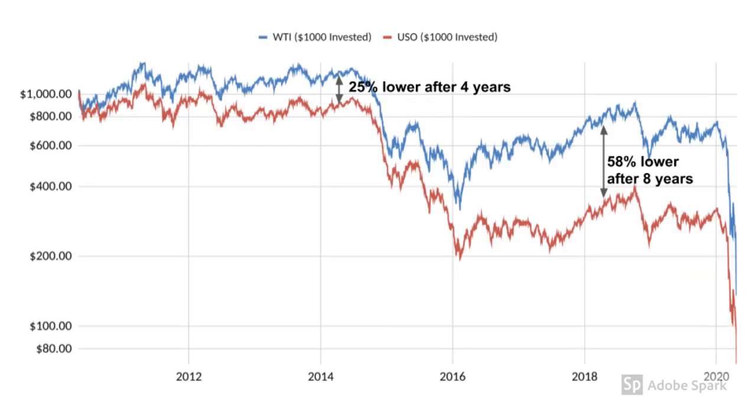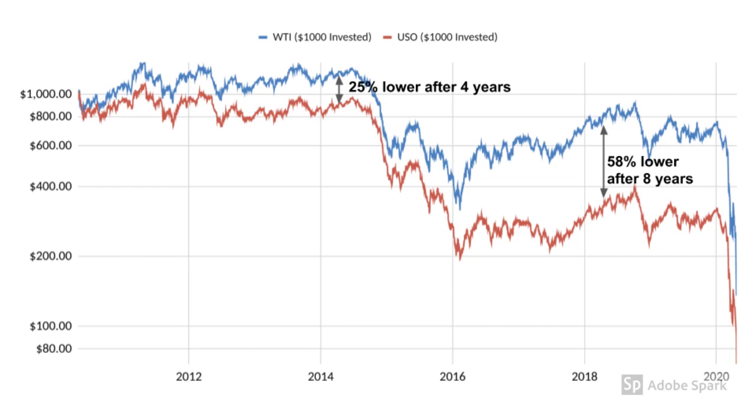Here is the same information, but I plotted an initial investment of $1,000 in the USO ETF versus a hypothetical $1,000 invested in spot oil. Notice that the curves now diverge, and they diverge quite dramatically. After 4 years, the investor in USO didn't just underperform spot crude by 4%, as a 0.8% management fee would suggest. No, the investor underperformed by 25%.